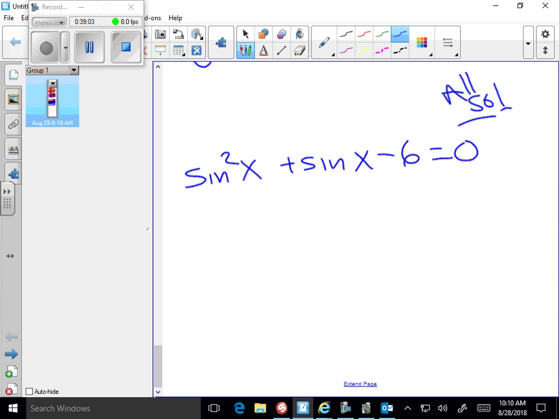Yes. 5, 4, 3, 2, 1. So we get no solution because when we think about the sine graph never goes down to -3, nor does it go up to +2. Okay. How about this one?